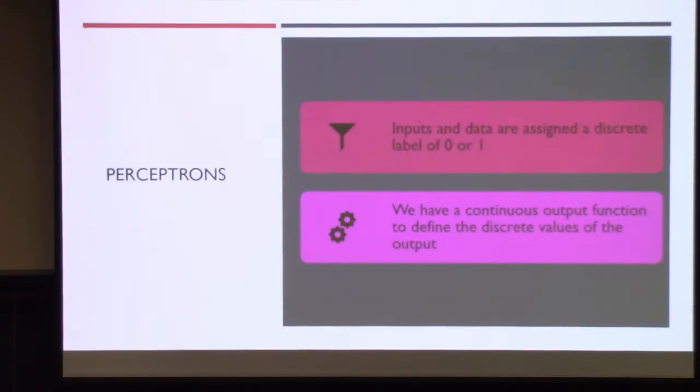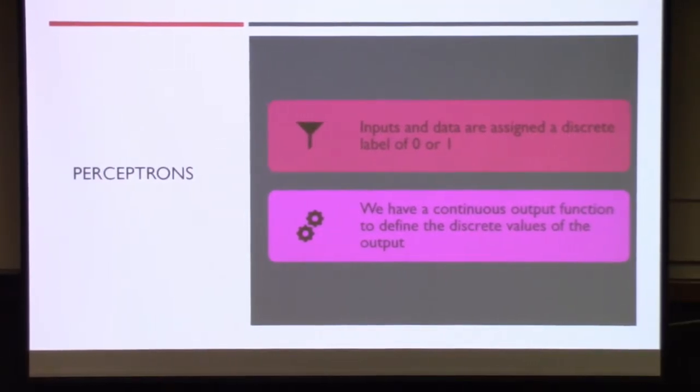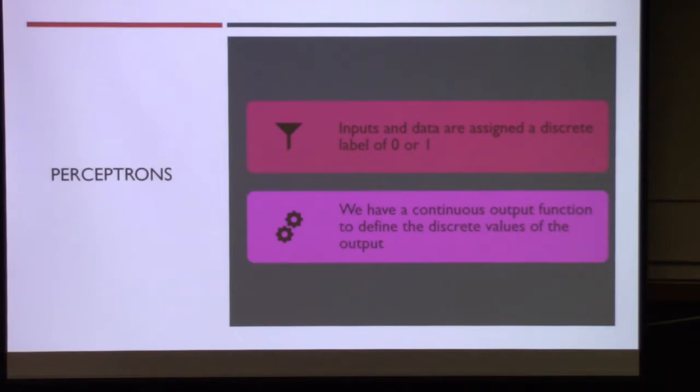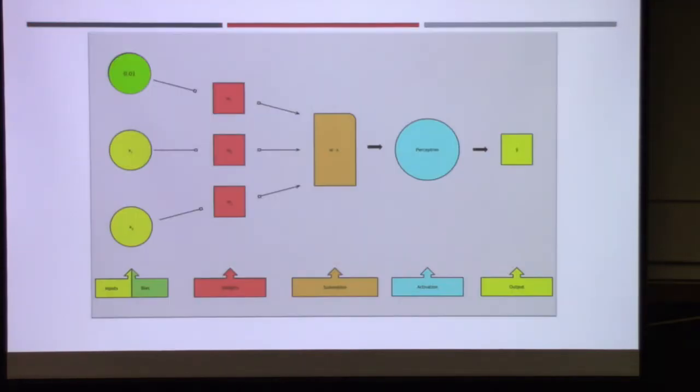So perceptrons, this is what we're going to code today. Perceptrons take inputs of numeric value, do some math, and assign that data a discrete label of 0 or 1. So it's more of a binary output. You take maybe 8 features and it turns out 2 answers, yes or no, perhaps. We have a continuous output function to define these discrete values of the output, and we'll see more of that when we code the neural network.